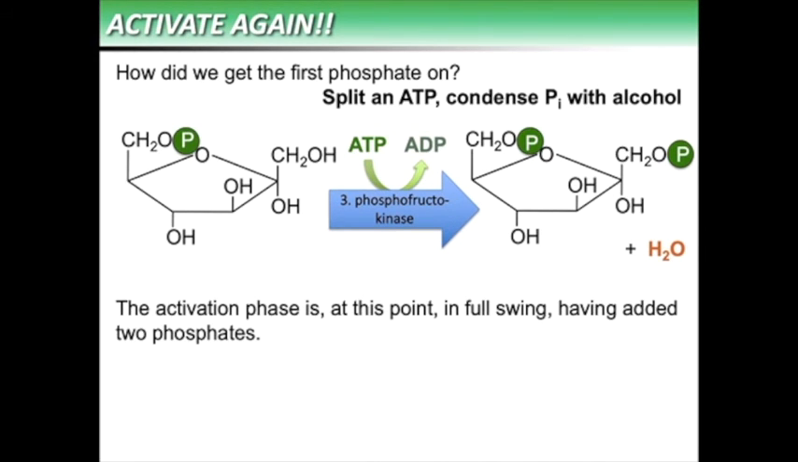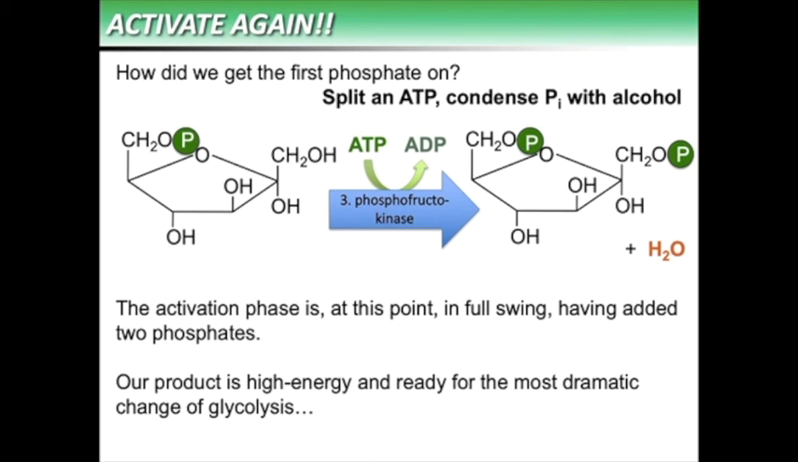Now, at this point, activation phase is in full swing. We've put 2 phosphates on. We've spent some energy here. Remember, the end goal of metabolism will be to create a lot of ATP. Right now, we've been generally consuming it. But we've done what we really needed to do in order to get to this point. Our product is high energy, and it's ready for the dramatic change that we want because we've got negative charges at both ends.